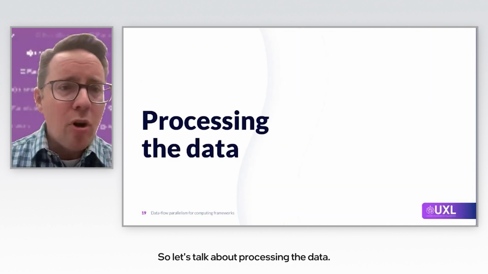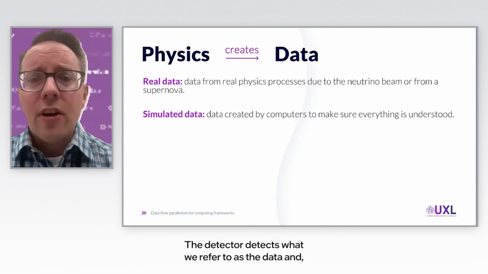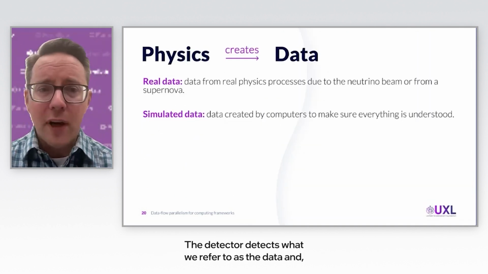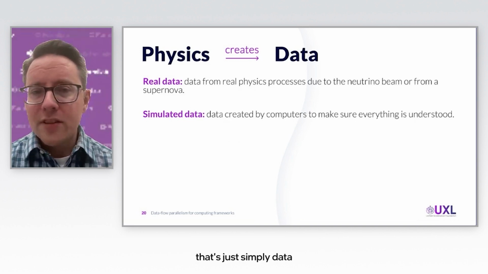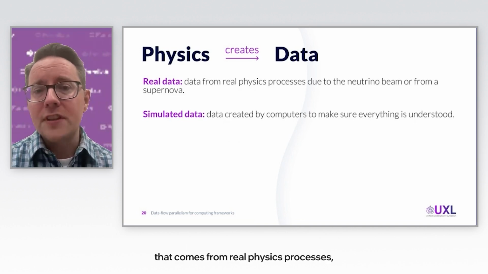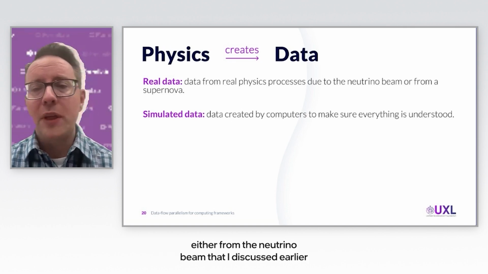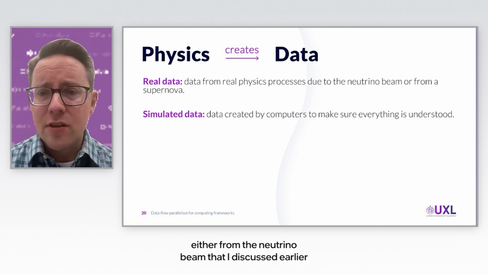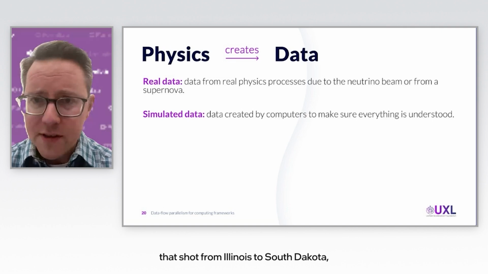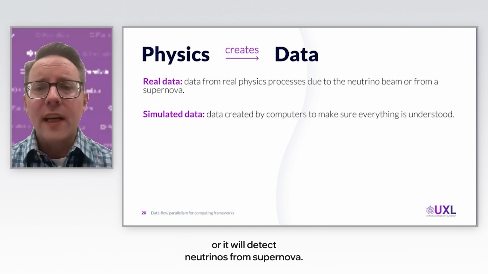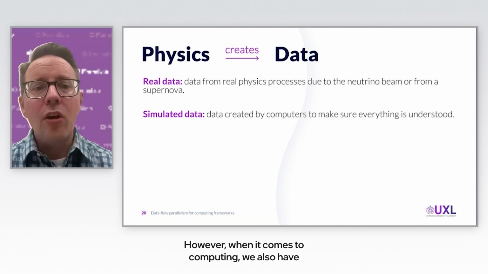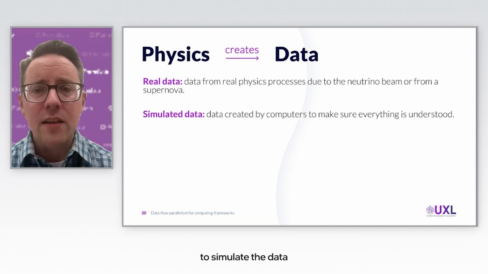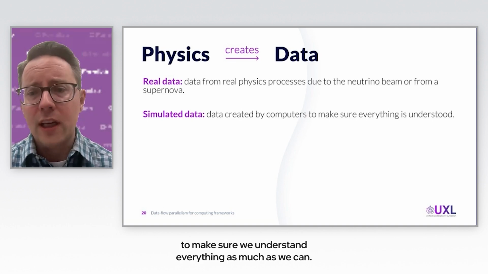So let's talk about processing the data. The detector detects what we refer to as the data. And when we're talking about real data, that's simply data that comes from real physics processes, either from the neutrino beam that I discussed earlier that shot from Illinois to South Dakota, or it will detect neutrinos from supernova. However, when it comes to computing, we also have to simulate the data to make sure we understand everything as much as we can.